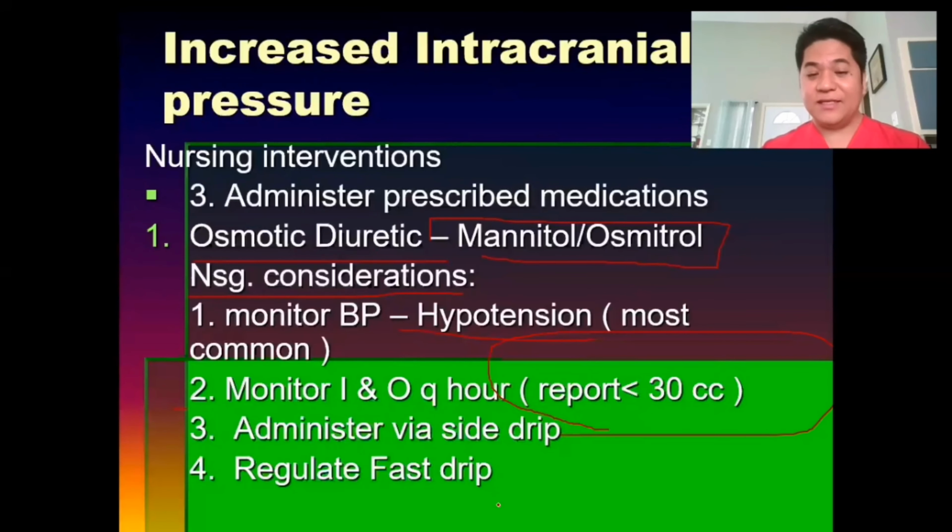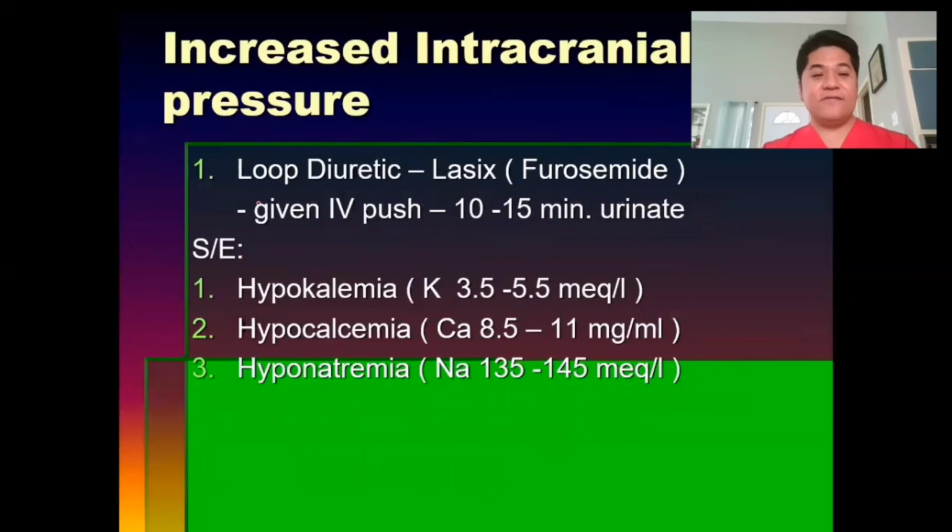Mannitol and Osmitrol are administered via IV drip. Check on that, my friend. It is given as a fast drip. That's why eventually the client would have elimination of the fluid easily. Okay. Also give loop diuretics. What are examples of loop diuretics? Lasix or furosemide. These are given IV push, with a fast reaction, and the client would urinate in 10 to 15 minutes. So that's why we have to monitor the client for hypokalemia, hypocalcemia, and hyponatremia. These are the normal values for this, okay?